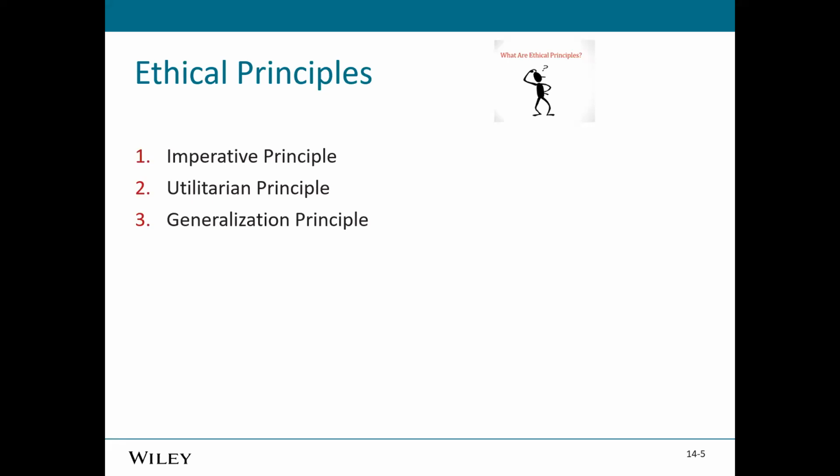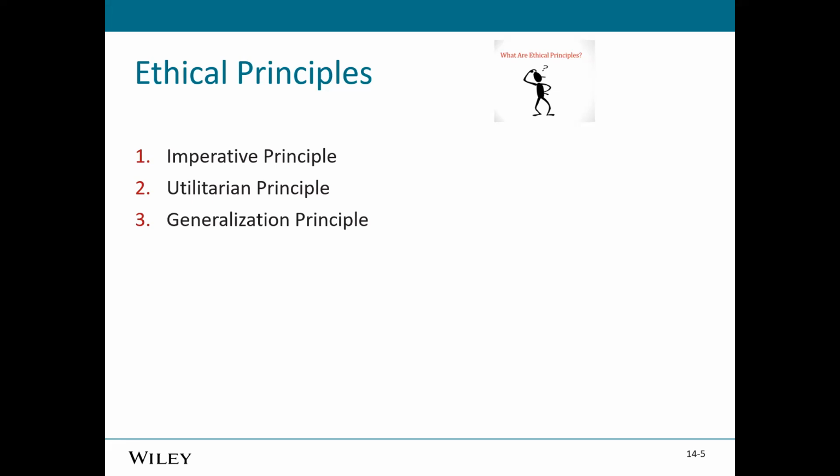Then that leads us into the utilitarian principle, which indicates that ethical problems should be solved by weighing the good and the bad. We have to think about the good consequences and the bad consequences, and sometimes it's in the greater good to do something a little bit bad.